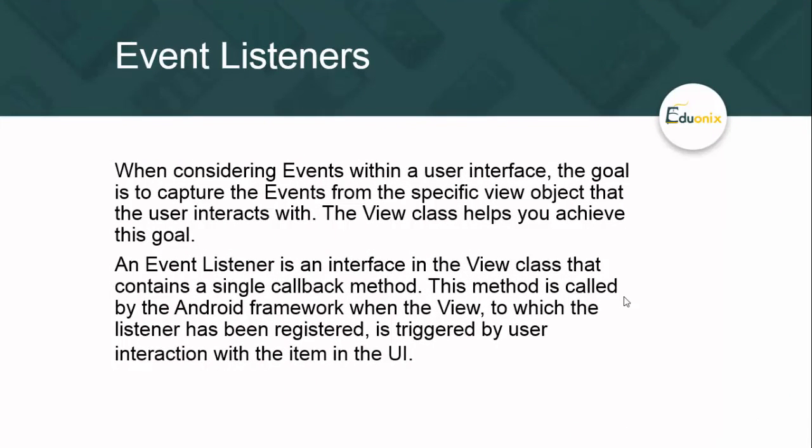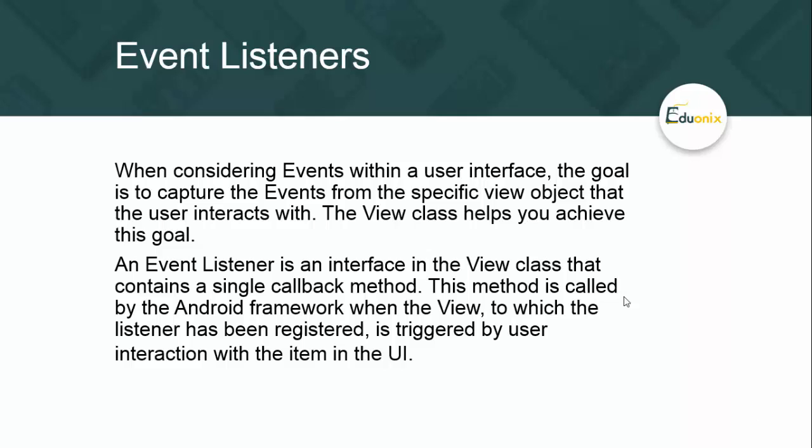Next, learn about the event listeners. When considering events within a user interface, the goal is to capture the events from the specific view object that the user interacts with. The view class helps you achieve this goal. An event listener is an interface in the view class that contains a single callback method. This method is called by the Android framework when the view, to which the listener has been registered, is triggered by the user interaction with the item in the UI.